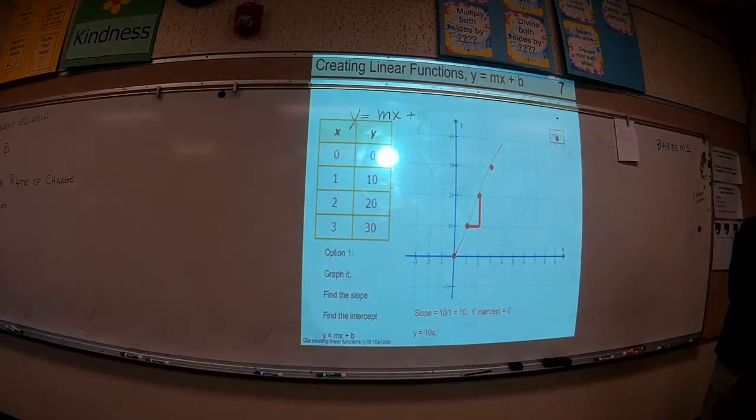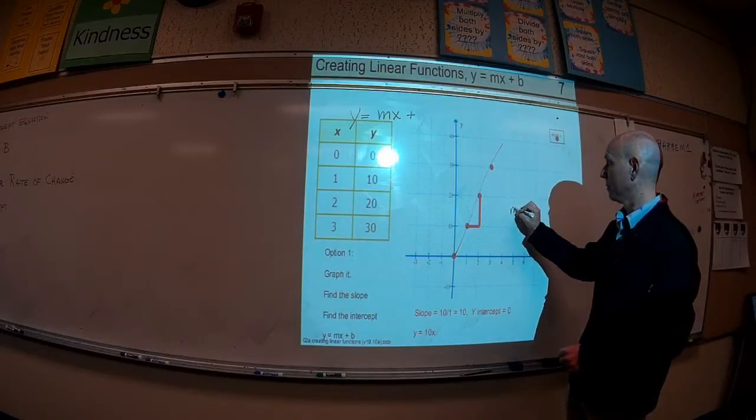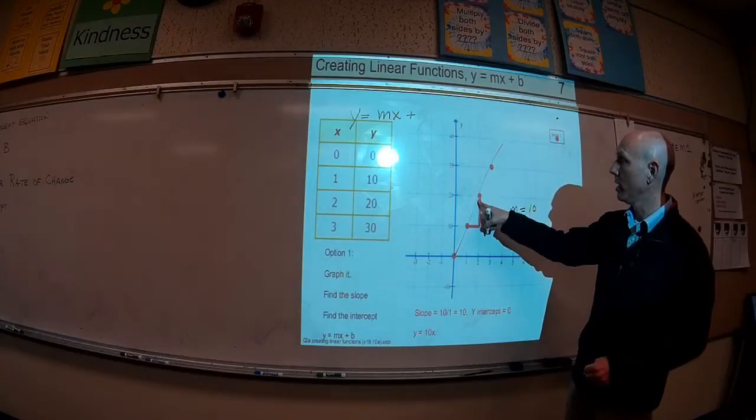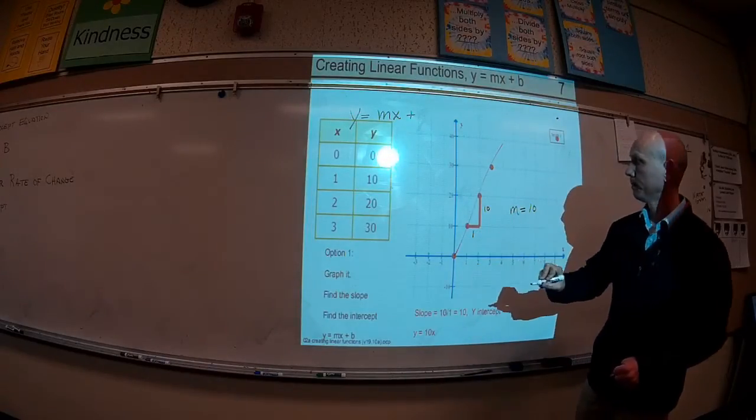What is the slope of that line? You have it in front of you on your computer also. Dakota. 10 over 1, which is 10. How did we get 10 over 1? So from 10 to 20, here's the slope triangle. Up 10 over 1. Okay.